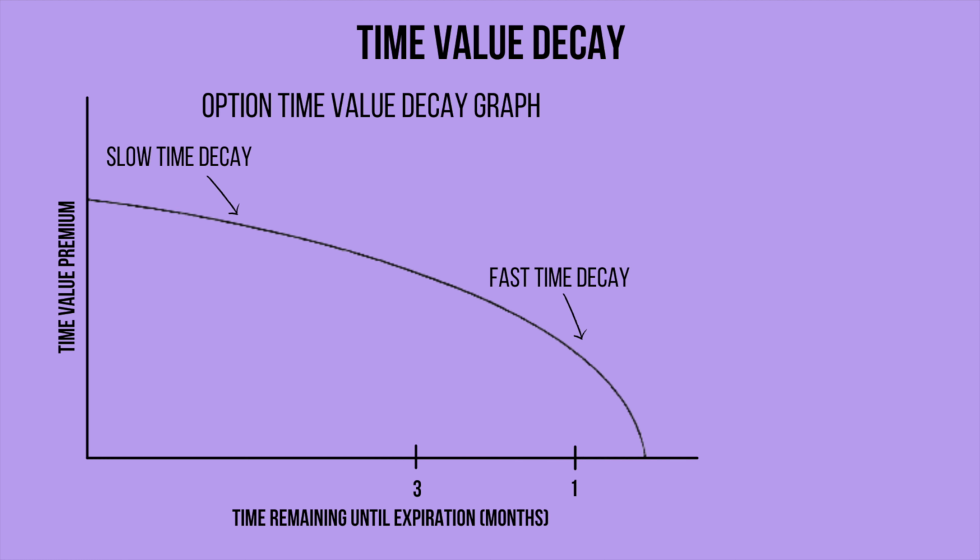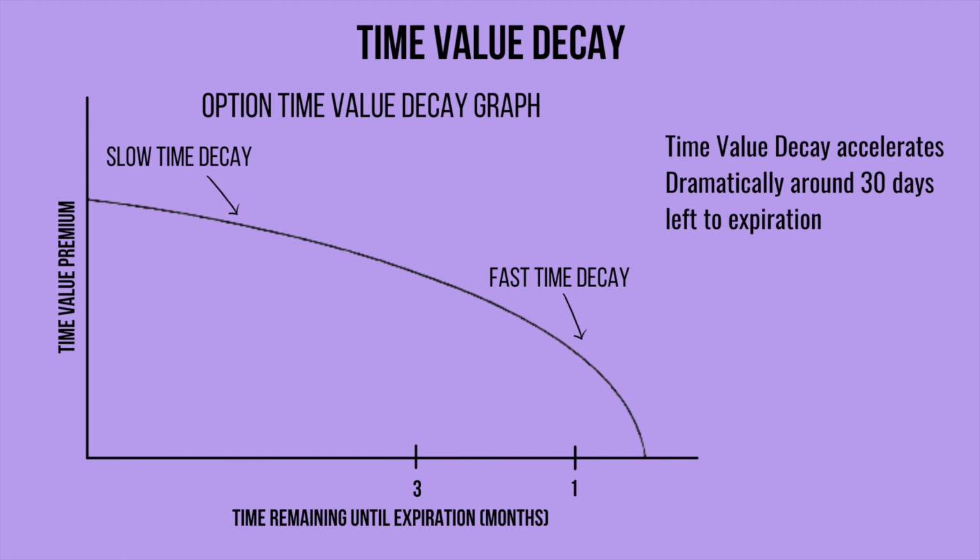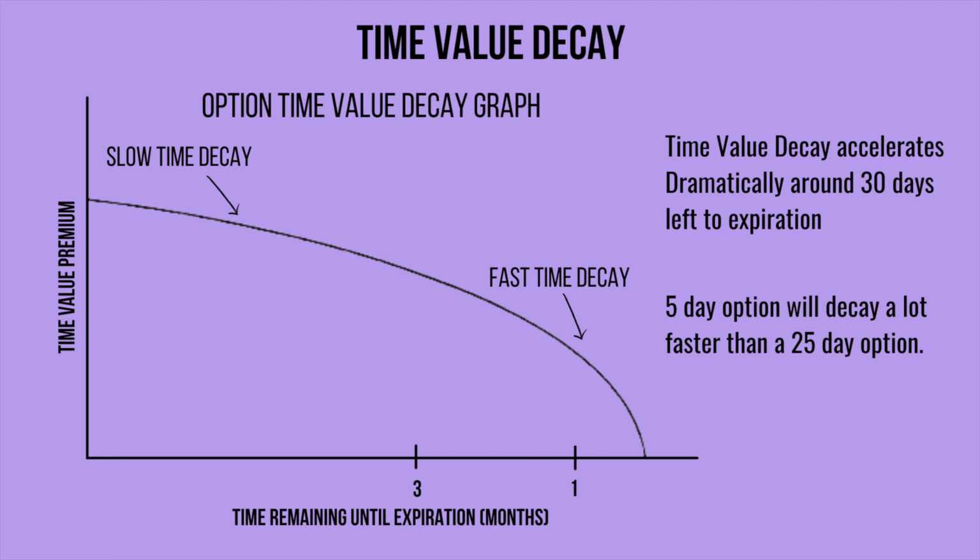And time value decay accelerates dramatically around 30 days left to expiration. Within that 30 days to expiration, a 5-day option contract will decay way faster than a 25-day option contract. Although on the face value, you might think a 9-month contract should be double the value of a 3-month contract, it's not true because of other factors that go into the pricing of an option.